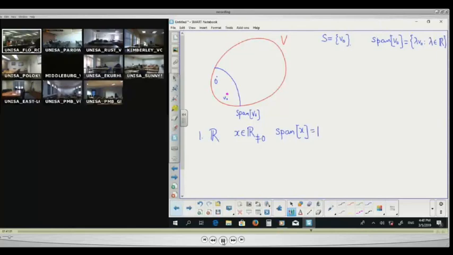So this is whole lot, right? Why? Take any real number. Take, well, already in span of X, 0 is there, so you need not think about 0, right? Take any real number Y. Non-zero.